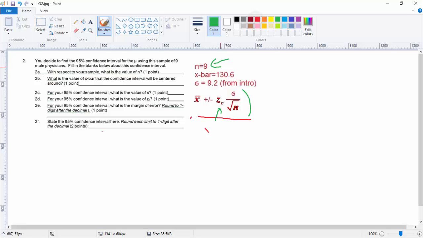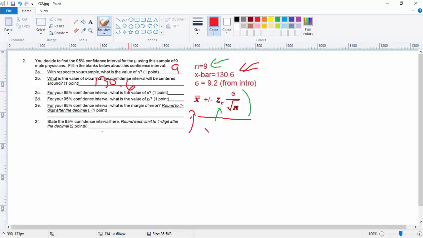So I'm going to go back to red here. With respect to your sample, what is the value of n? That's 2a. Well, I just put it on the slide, so that's probably, I mean, 9. Okay. So what is the value of the x bar that the confidence interval will be centered around? I'm asking you what's in this calculation, and I told you the x bar, so let's do that. 130.6. So it's not really that hard.